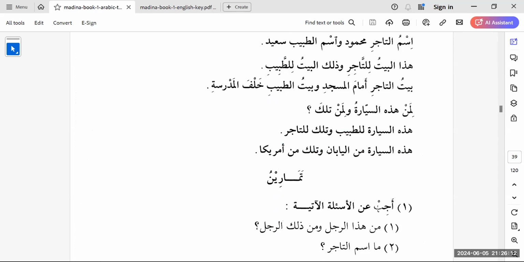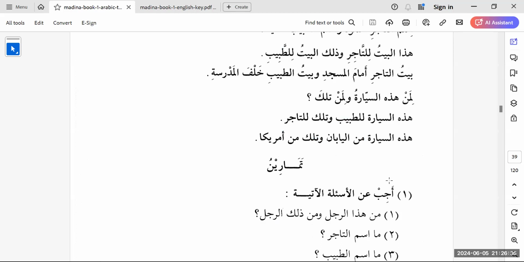And what's the second one? Second question, ما اسم التاجر. ما اسمه التاجري. Why is it تاجري? مضاف إليه. What is مضاف? مضاف is اسمه and التاجر is مضاف إليه. التاجري, yes.